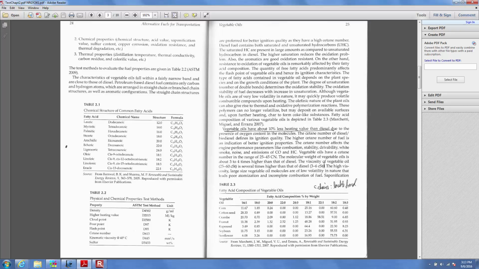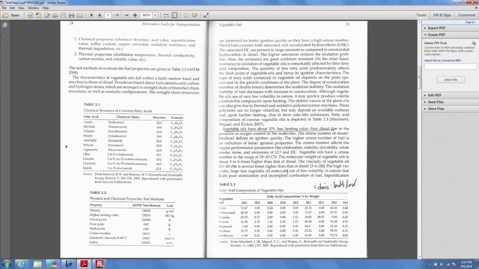Viscosity of vegetable oil is an issue. That's the thickness of it and how well it flows. Again, we're talking about running it through small tubing and injectors into an engine, which can be difficult if the liquid is too viscous.